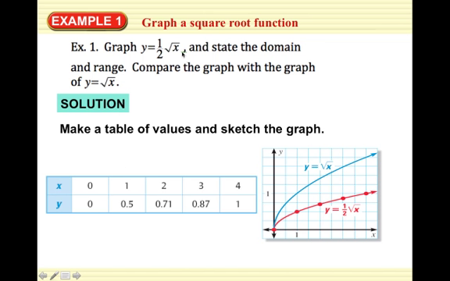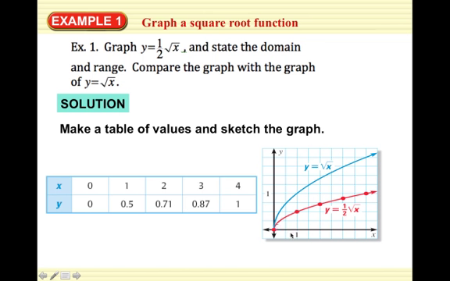If you take the square root of x and then multiply by 1/2, you're going to get 0, 0.5, 0.71, 0.87, and 1. And so then you just plot your ordered pairs: 0, 0; 1, 0.5; 2, 0.71; 3, 0.87; and 4, 1. And then go ahead and draw in our function of interest and then dot in y equals square root of x, or draw it in really lightly so you can make a comparison.